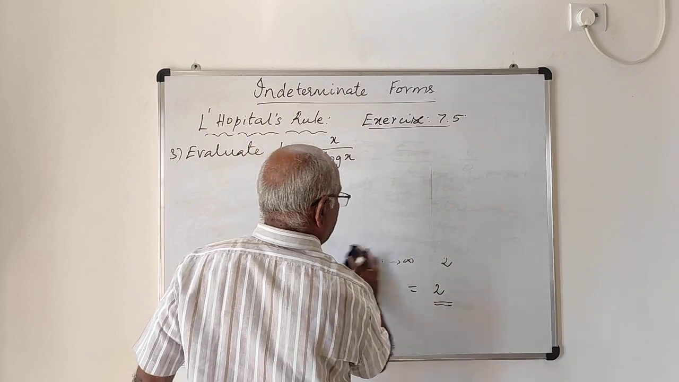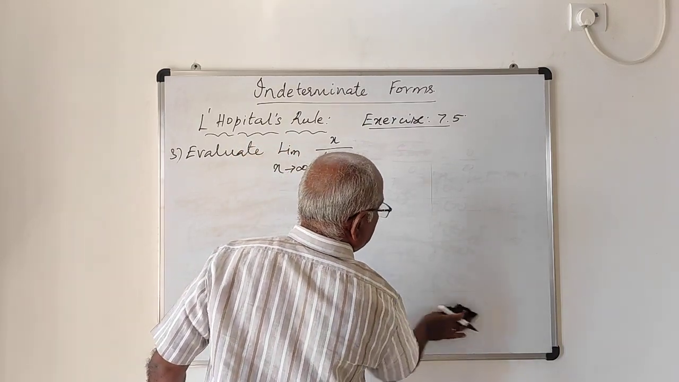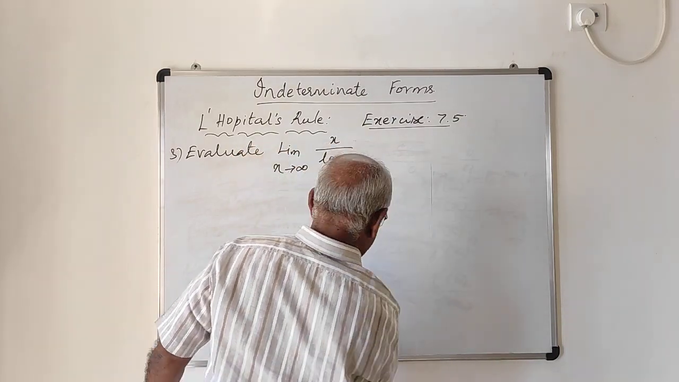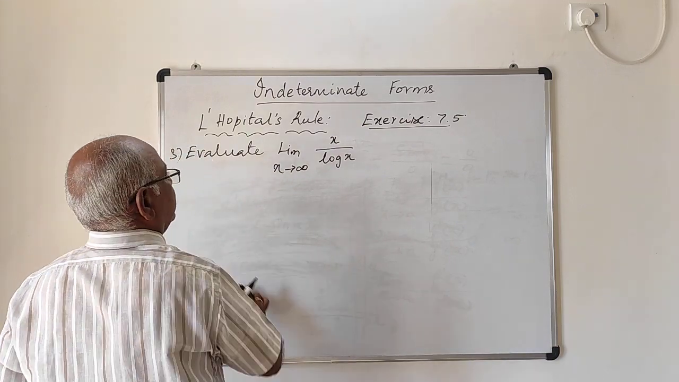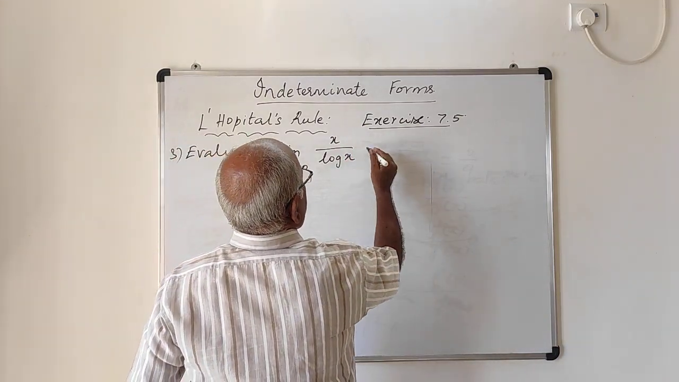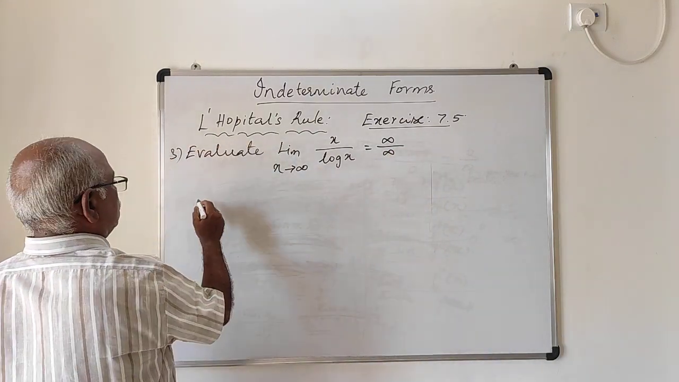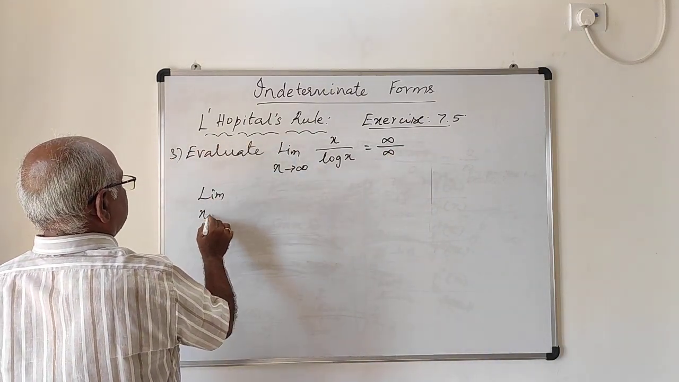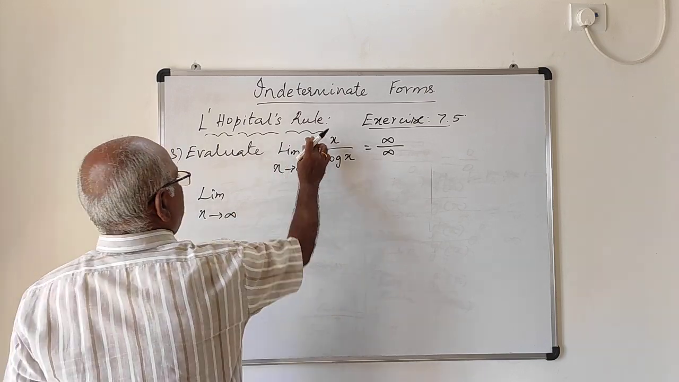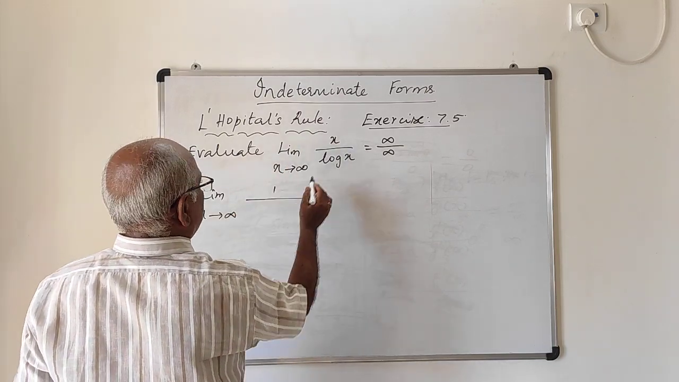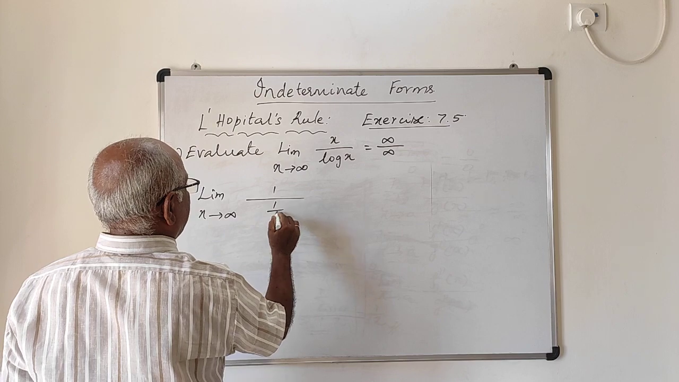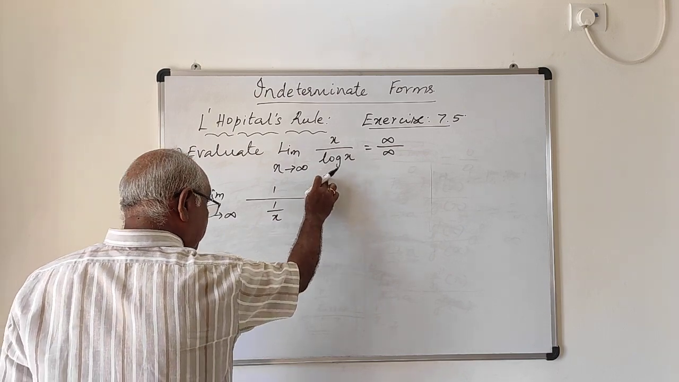If you apply the limit directly, as x tends to infinity the numerator is infinity and the denominator, log of infinity, is also infinity. So it is of the indeterminate form infinity by infinity. Therefore by Hopital's rule, the derivative of the numerator x is 1, by the derivative of the denominator log x, which is 1 by x.